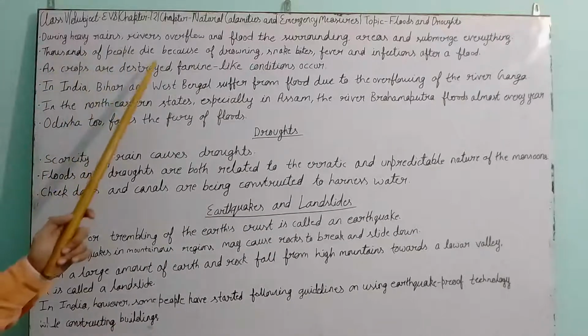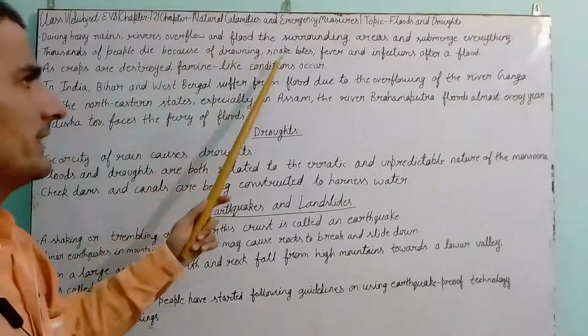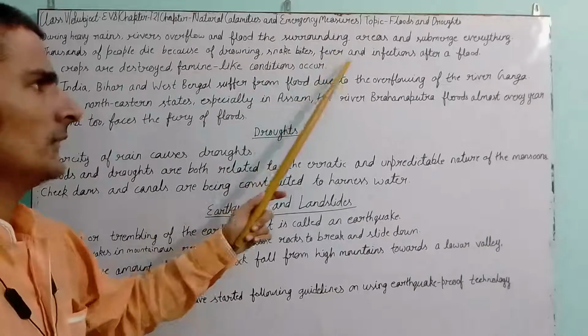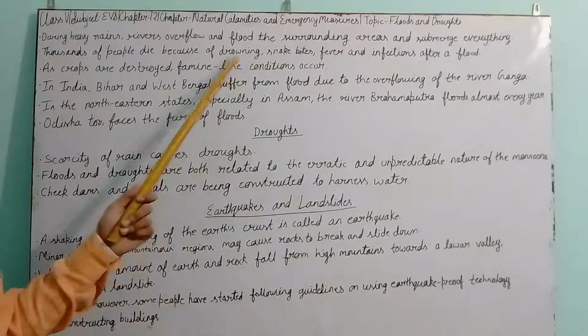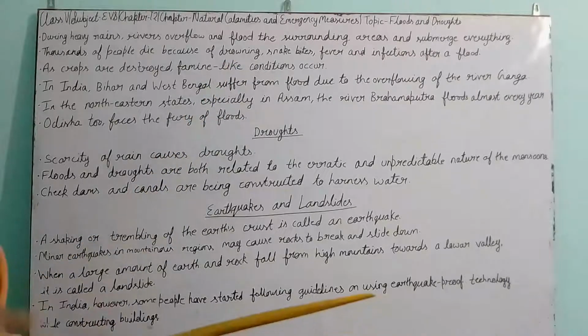Thousands of people die because of drowning, snake bites, fever, and infections after a flood. When everything gets submerged by water, nothing can be done in the usual way, so people definitely suffer. Some people drown, some get inside the water and die, and sometimes they die from snake bites.